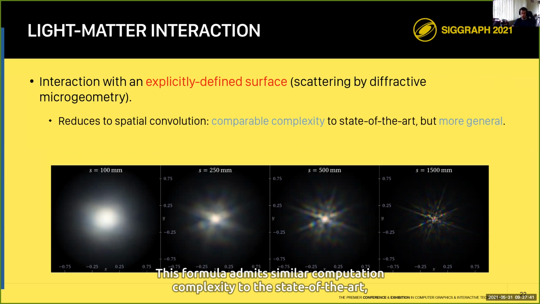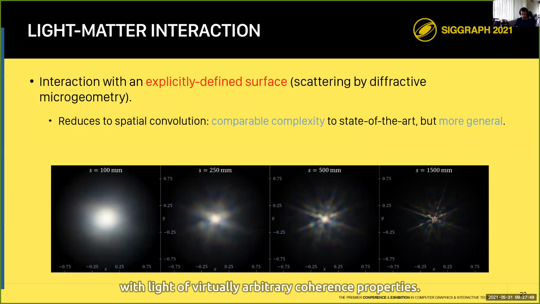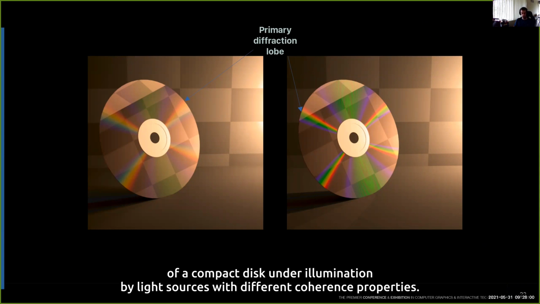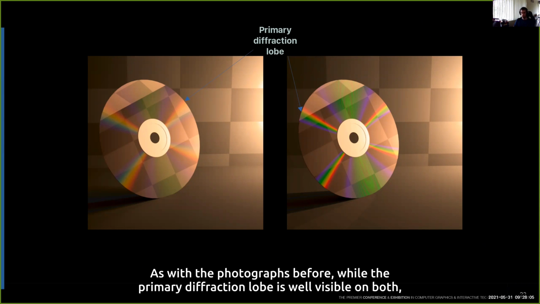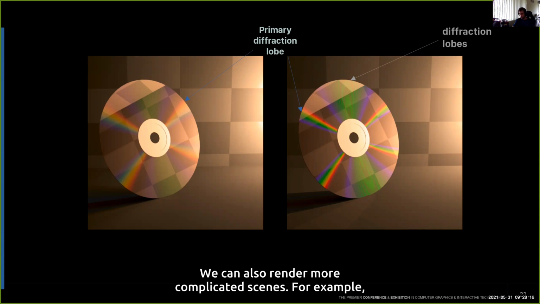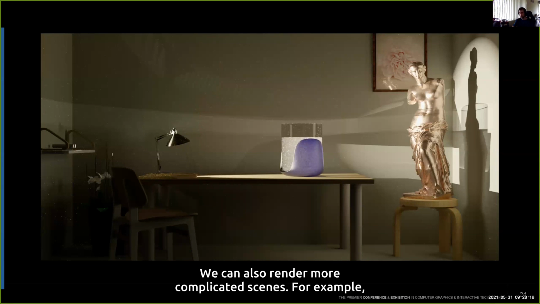This formula admits similar computational complexity to the state of the art, but unlike the state of the art, we can formulate interaction with light of virtually arbitrary coherence properties. Additionally, we can render the diffraction grating of a compact disk under illumination by light sources with different coherence properties. As with the photographs before, while the primary diffraction lobe is well visible on both, secondary lobes are far more pronounced on the right. We can also render more complicated scenes.